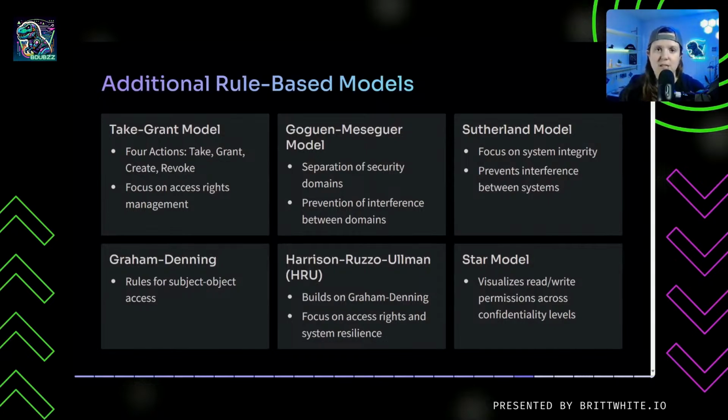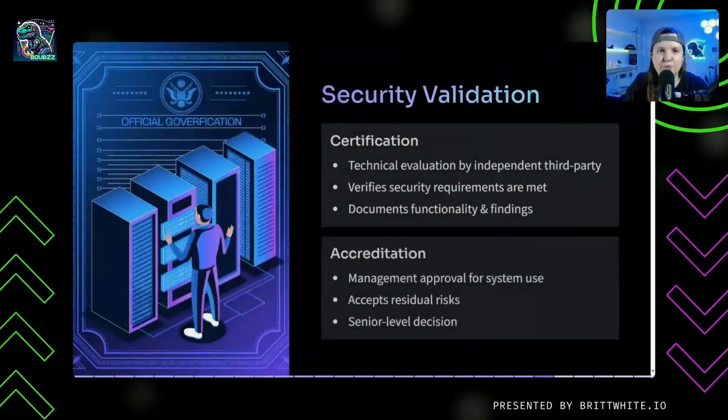Graham-Denning, while a lesser-known security model, lays out the ground rules for subjects to securely access an object. The Harrison-Ruzzo-Ullman model, or HRU, builds on Graham-Denning. It's more theoretical, diving into access rights and system resilience. And finally, we have the STAR model. While it's informal, it helps us visualize how using an asterisk can dictate read and write permissions across various levels of confidentiality. Before we wrap up, let's talk about two very important and often intertwined concepts: certification and accreditation.